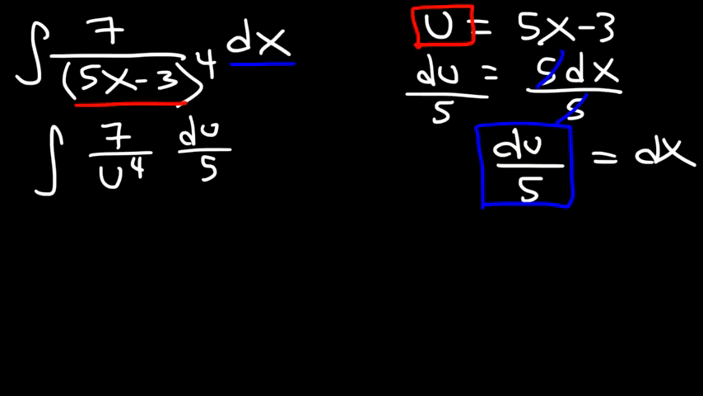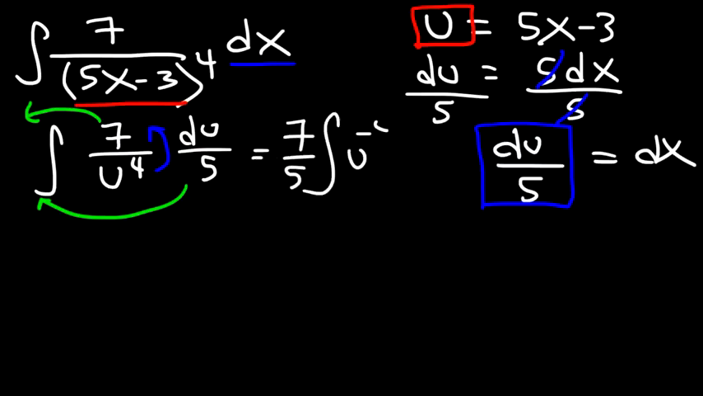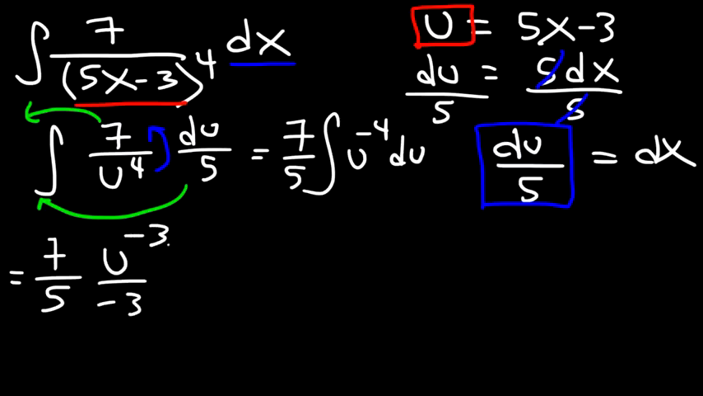Now, let's take the 7 and the 5 and move it to the front. And let's take the u variable and move it to the top. So this is going to be 7 over 5 integral u to the negative 4 du. So now let's use the power rule. Negative 4 plus 1 is negative 3. And we need to divide it by negative 4 plus 1.